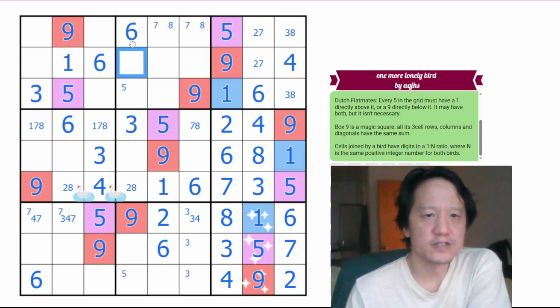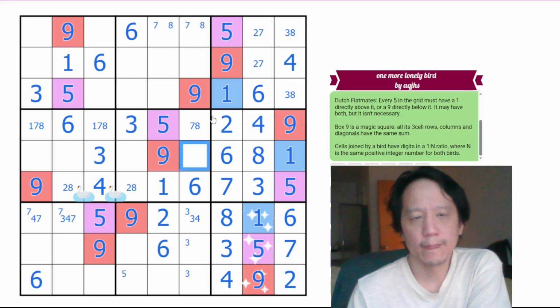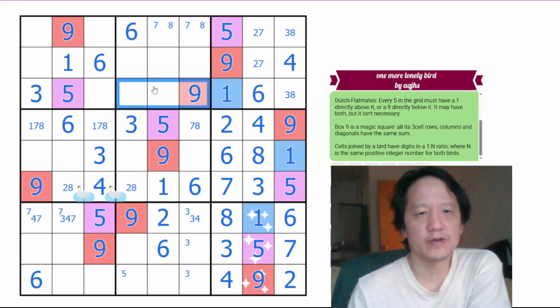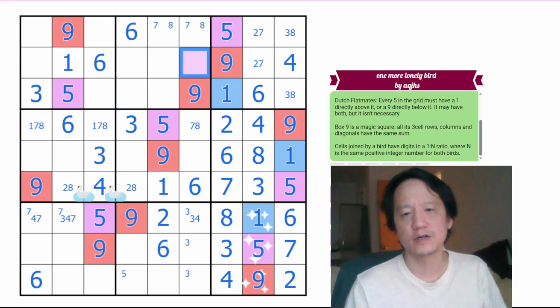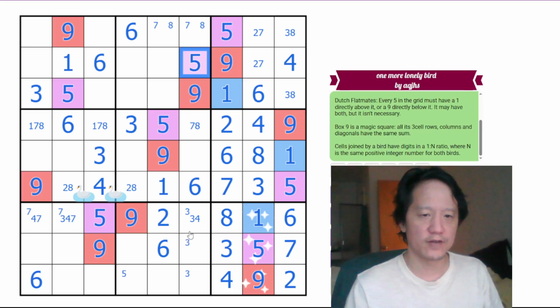This 5 does not have a 1 above it and does not have a 9 below it. And this can't be 5, actually, because of this 5. So 5 can't be here, 5 can't be here, 5 can't be here. 5 is one of these two spots. If 5 were here, it does not have a 1 above it, it does not have a 9 below it. So 5 cannot be here, 5 has to be here, and this is 5.